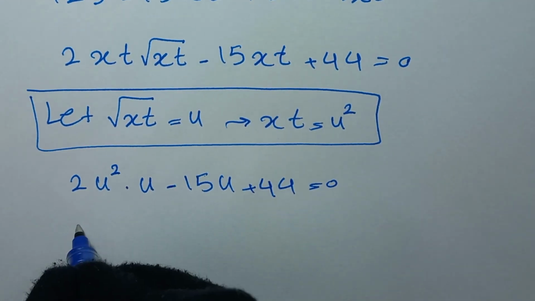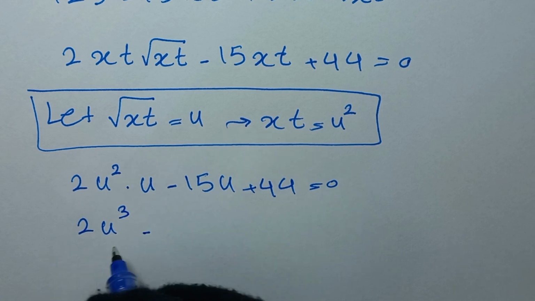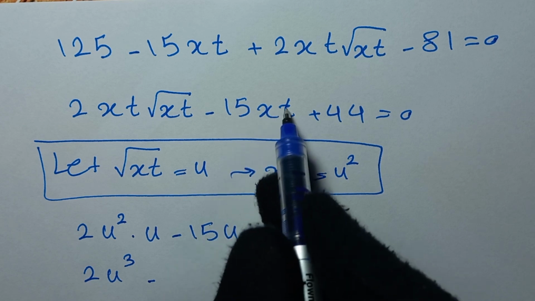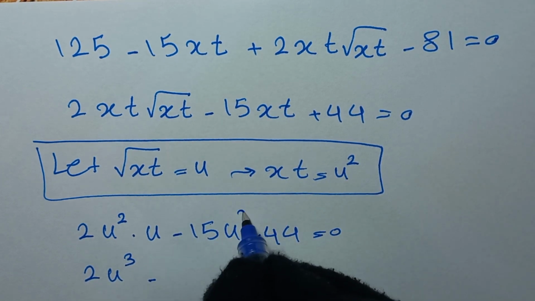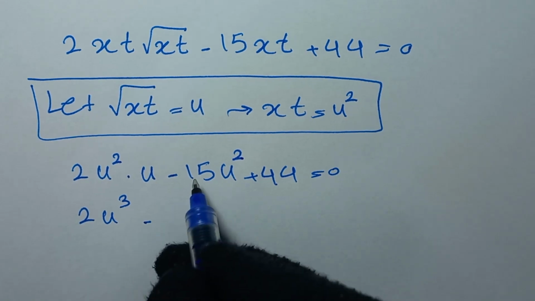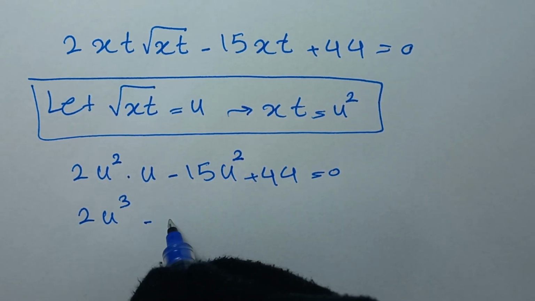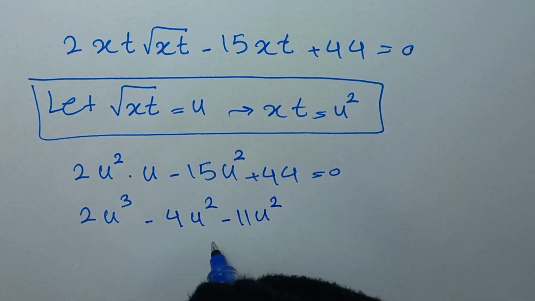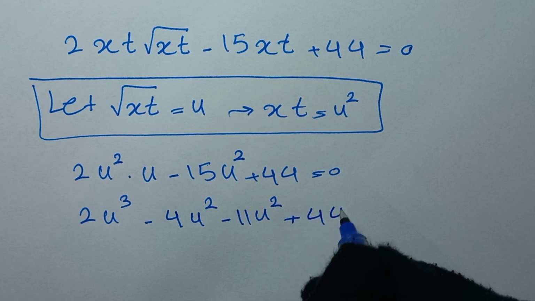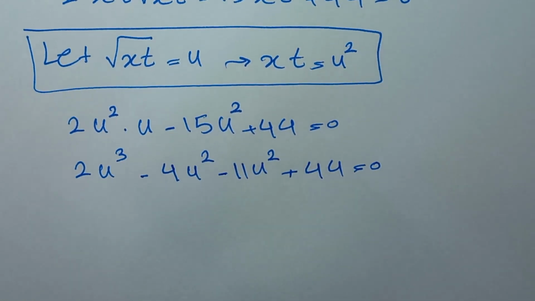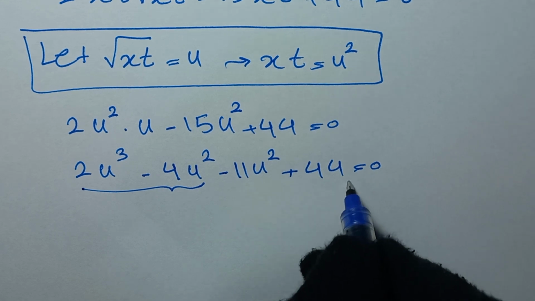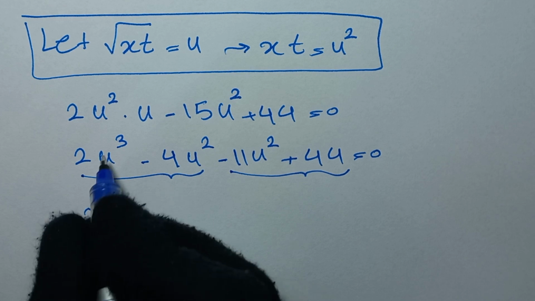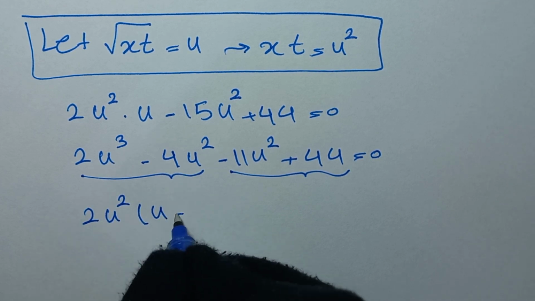And it will be 2u cube minus 15u square, sorry, here we have 15xt, and xt is u square, so this is 15u square. We have negative 15u square, and we can write this as negative 4u square minus 11u square, and plus 44 is equal to 0. We take these two parts together and these two parts together. From these two parts we factor 2u square, and this divided by this it will be u, and this divided by this it will be negative 2.